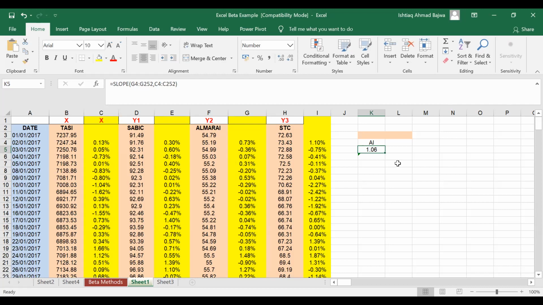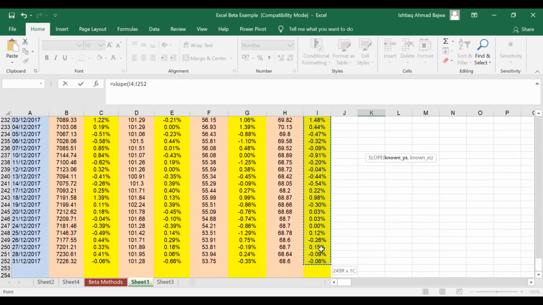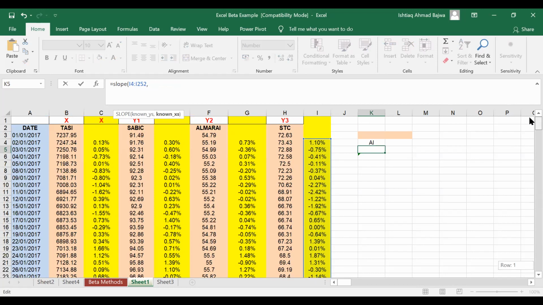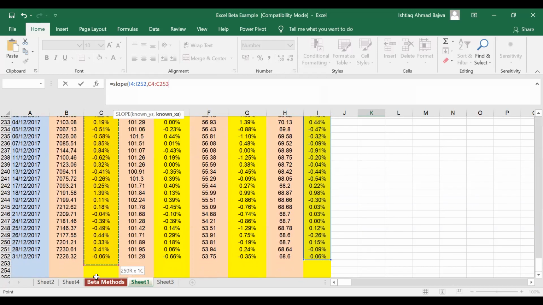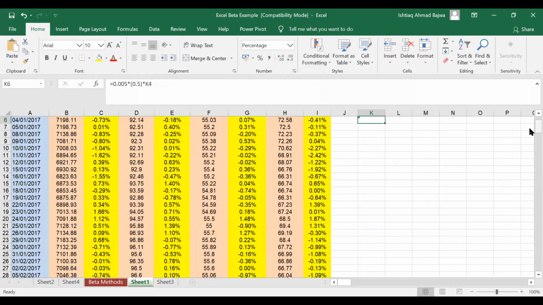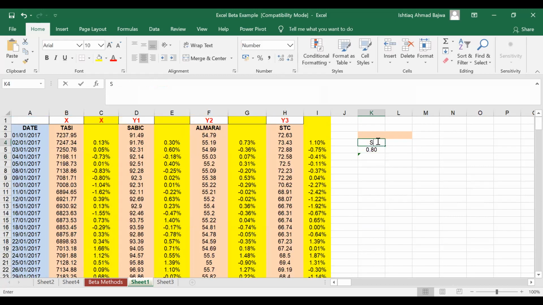Yes, Amjad. Doctor, again, what do you do, you take first the Y for Al-Marai? Let's say I take STC now. STC is Y. Stock is always Y, and market is always X. What is the number beside that, is that a percentage? Yes, first I take Y, now I take X for the Tadawul, and it gave me the beta for STC, which is 0.8.